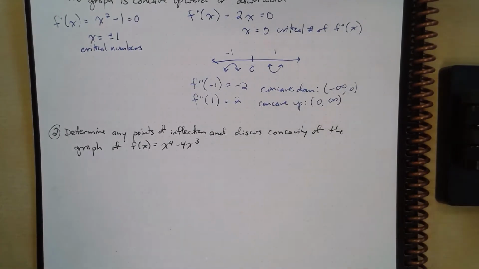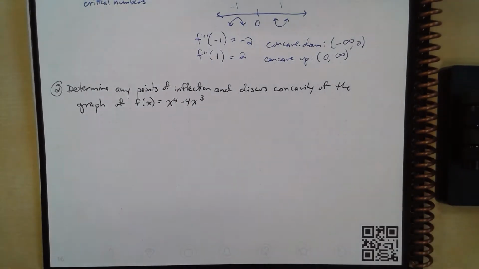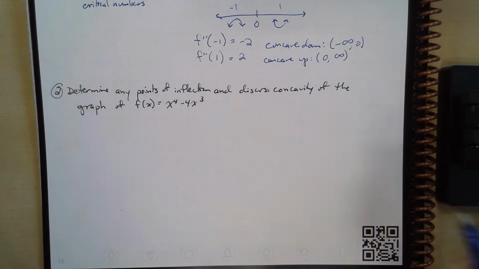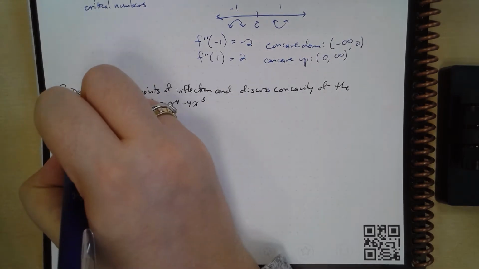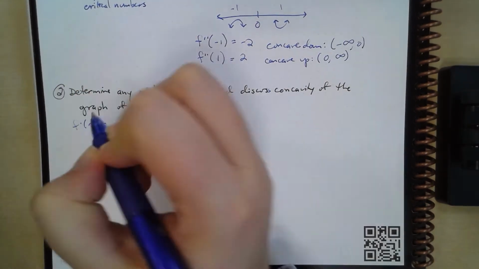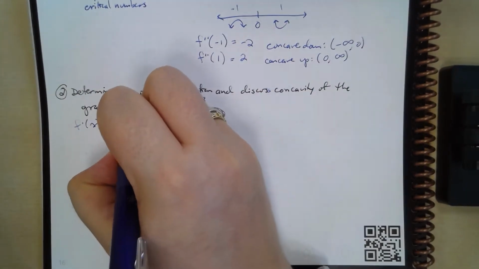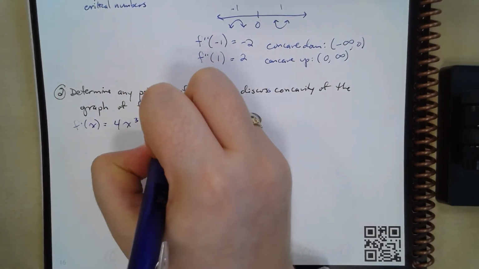So let's do another one here. We're asked to determine any points of inflection and discuss concavity of the graph of f of x equals x to the 4th minus 4x cubed. Okay, let's actually discuss this. Well, first we want to find our points of inflection. We're going to find f prime of x is equal to 4x cubed minus 12x squared.